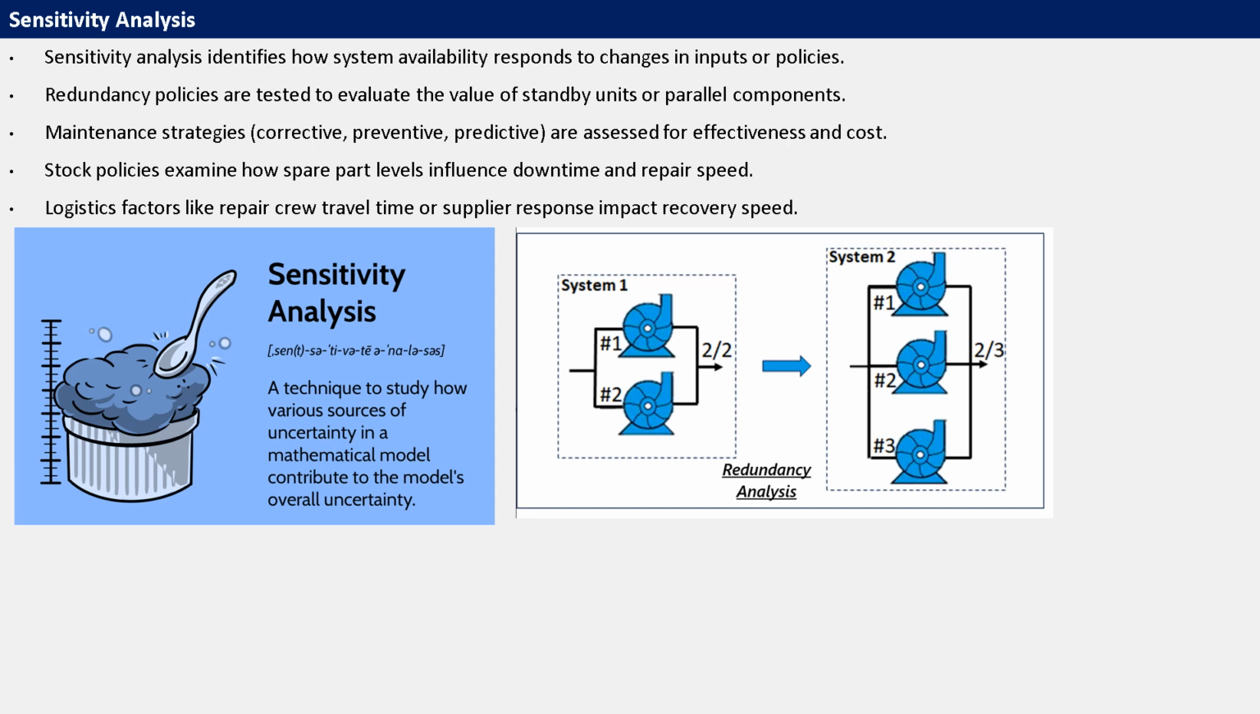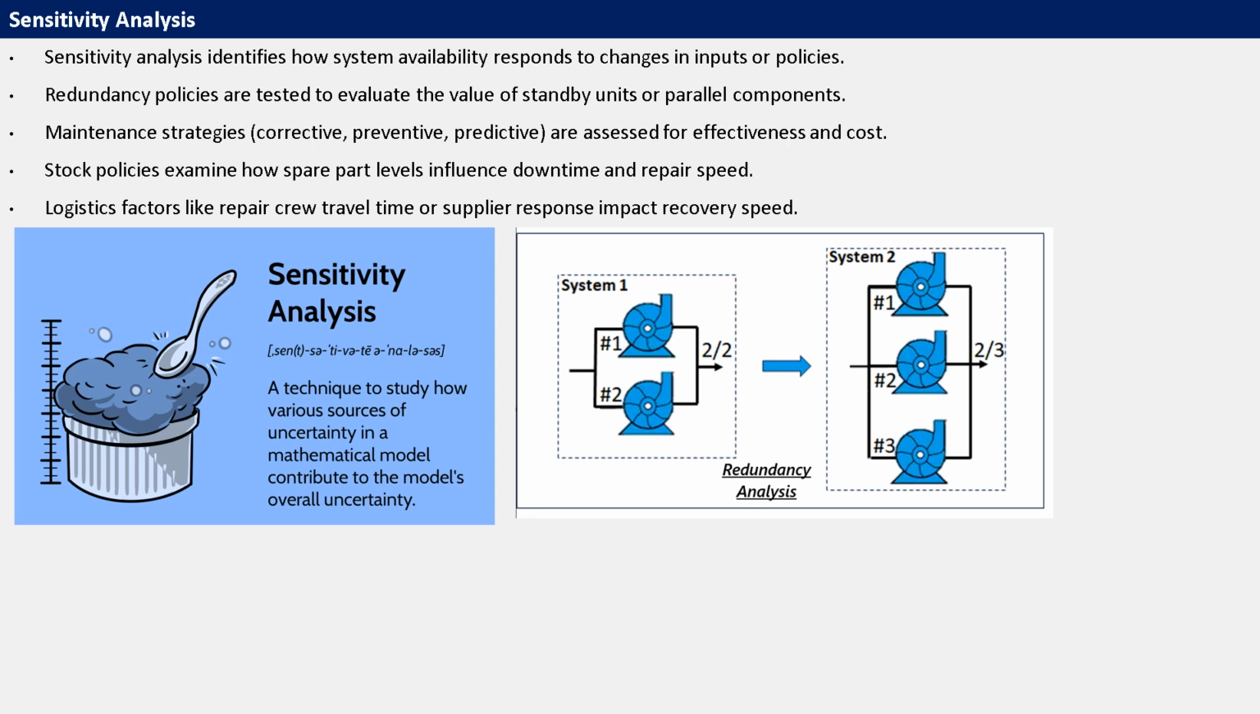Maintenance strategies are another focus area. By comparing corrective, preventive, and predictive maintenance approaches, teams can evaluate which method results in the best performance for the least cost. Sensitivity analysis reveals whether increasing PM frequency actually improves availability, or whether predictive methods would be more efficient.